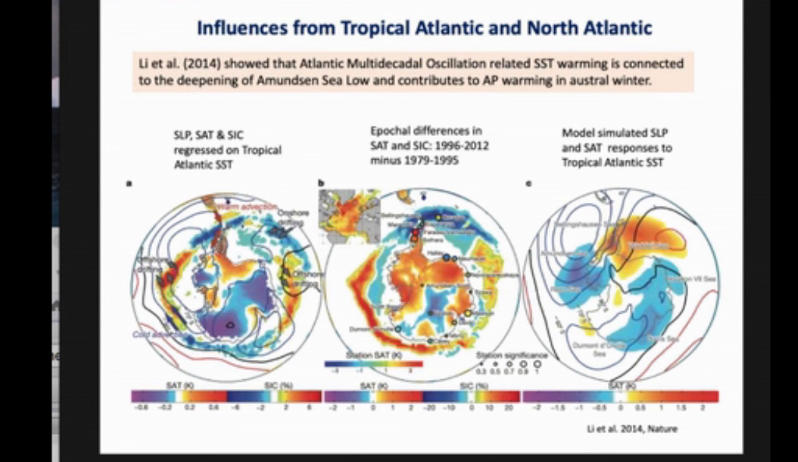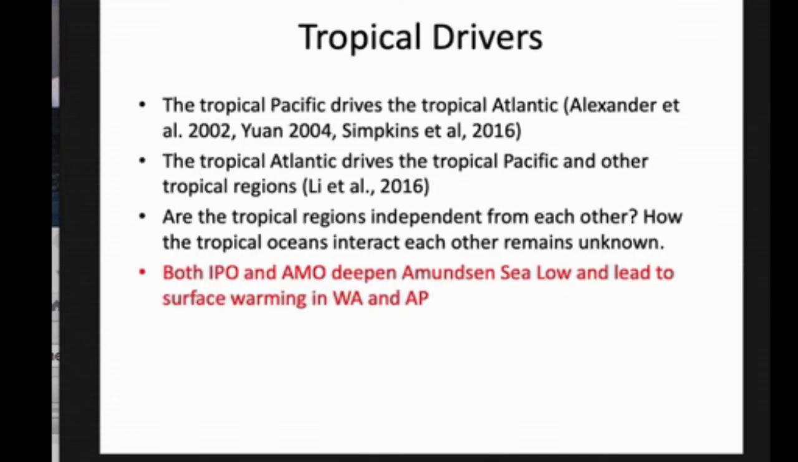The Atlantic response is similar. The polar Antarctic response to the North Atlantic. Due to the time, I will skip that.